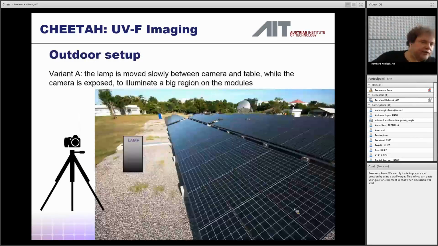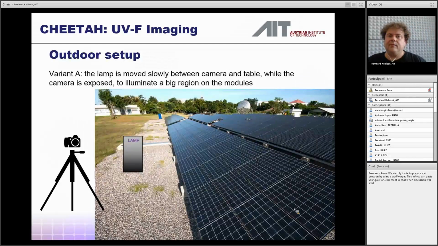If you have larger sections, what you can do, as I told before, is have the lamp in front of the camera, hold it and move around, and just use the ability of the camera to take a long-time exposure. And if you have a long-time exposure of a moving body, you will see it.